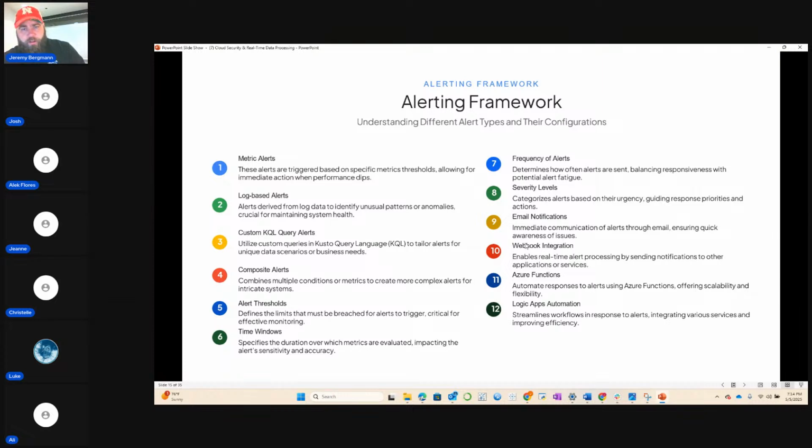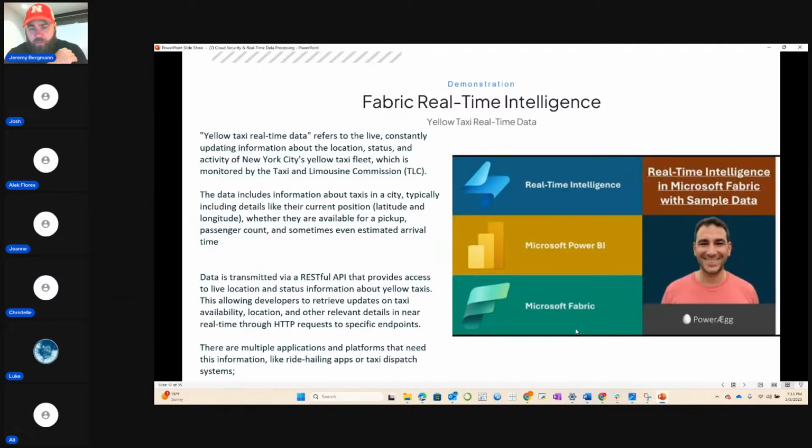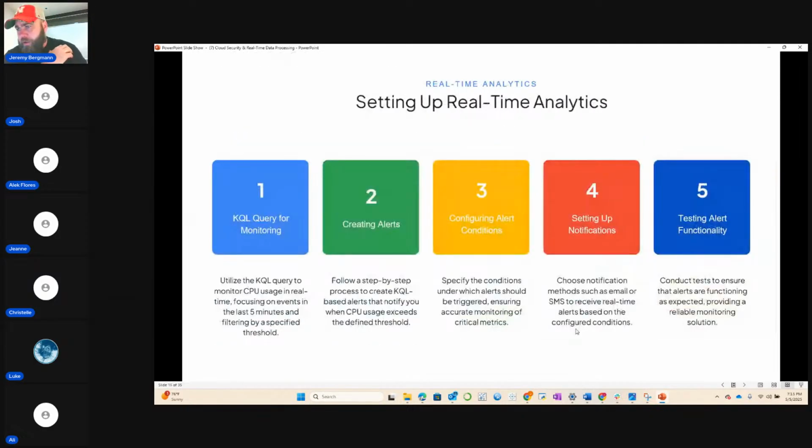And maybe depending on the severity of alert, you get an email notification or you get a webhook to your cell phone to tell you that you need to do something. And then you could use Azure Functions to build scalable functions, and Logic Apps. So just another way you can set it up, and we're almost done with real-time analytics.